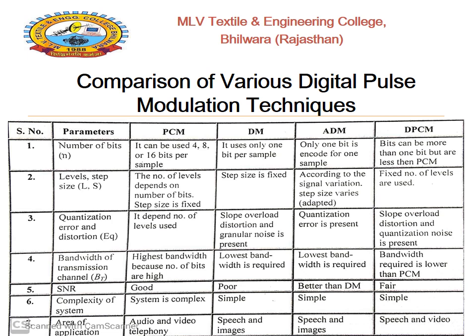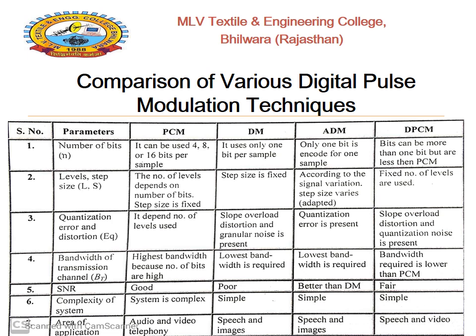The next parameter is level or step size. In case of PCM, the number of levels depends upon the number of bits, and the step size is fixed. In case of DM, the step size is also fixed. In ADM, according to the signal variation or the slope of the modulating signal, the step size varies accordingly. In DPCM, a fixed number of levels is used.